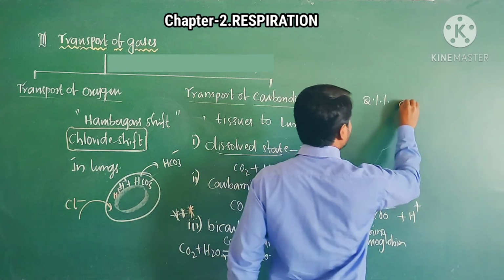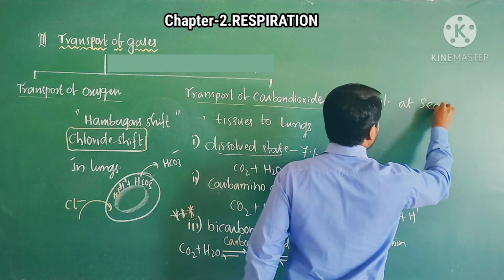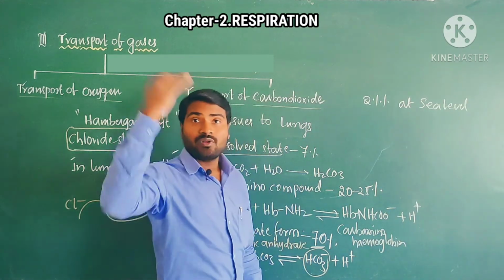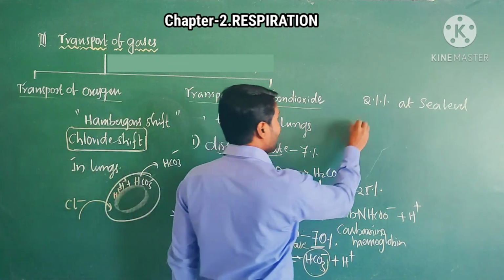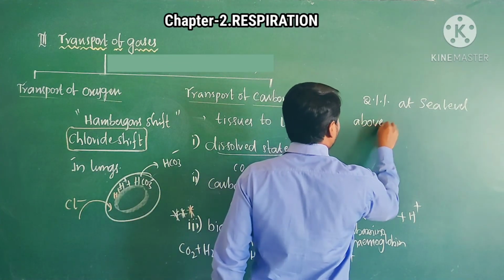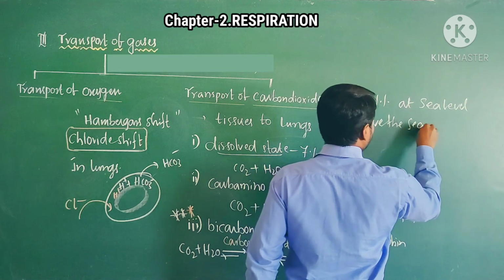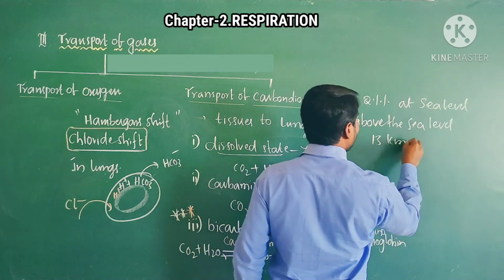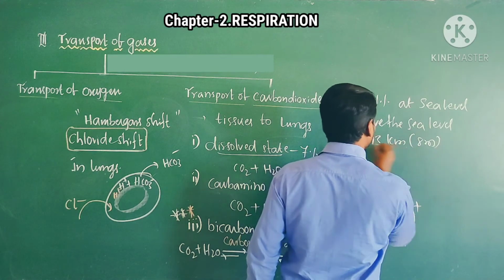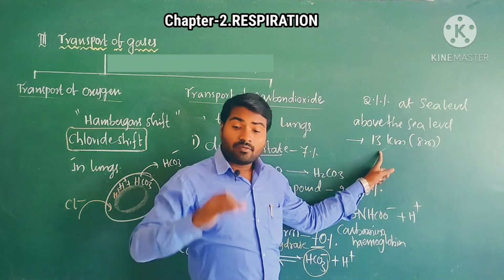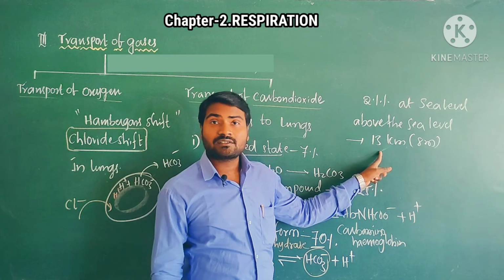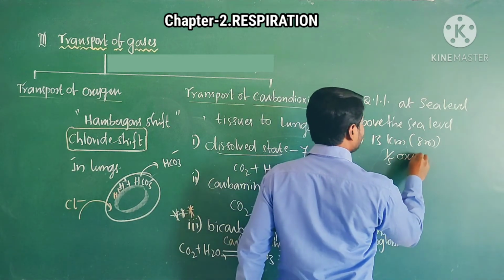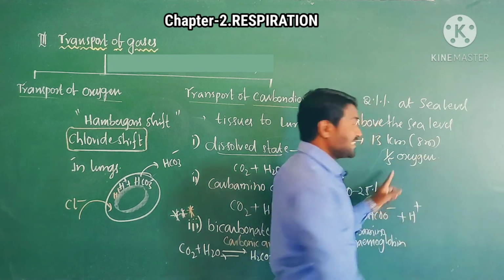21% at sea level. So when we go to high altitude, above the sea level, 13 kilometers above the sea level, for every 13 kilometers, 1/5 of the oxygen present at sea level is available.